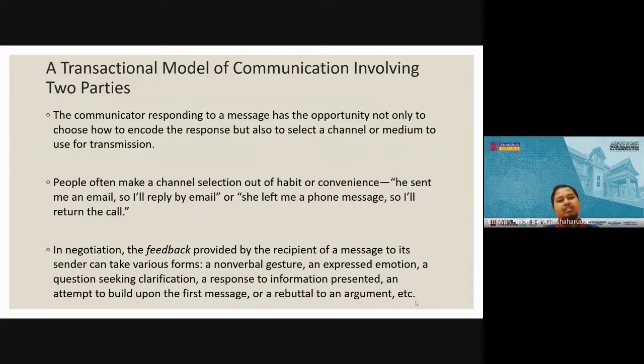So in negotiation, the feedback provided by the recipient of a message to its sender can take various forms, like what I mentioned just now. It is not restricted to only spoken language if the message was delivered to you in spoken language. It can also be a non-verbal gesture, expressed emotion, or maybe you can just ask a question. Or maybe you can respond to the information by attempting to build upon the first message, or a rebuttal to an argument. So it doesn't always have to be agreeing with the message. Sometimes you can rebut or refute the message by expressing disagreement as well.